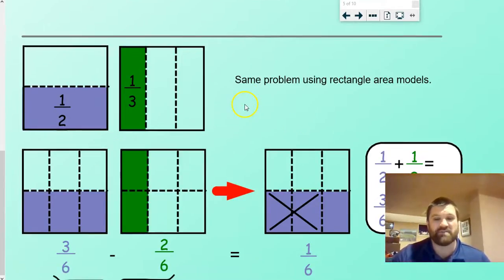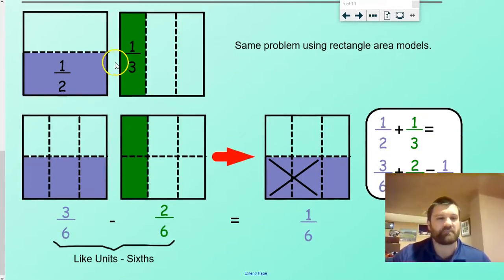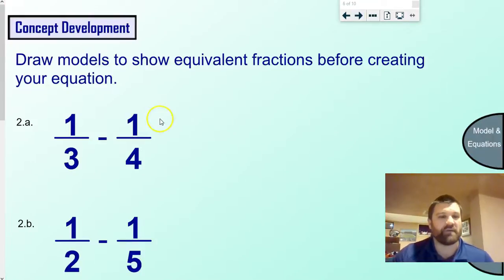So this is kind of what we just did. We had our half, we had 1/3, we made them the same, we subtracted. Boom, boom. You could erase, you could X out, and you're left with 1/6. Pretty cool, huh? Okay. Easy peasy. We're moving on.